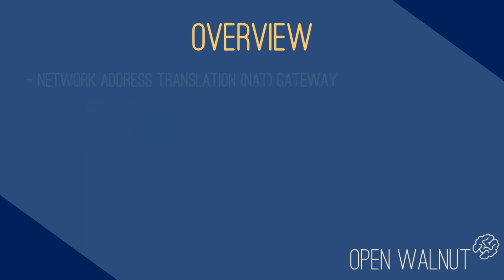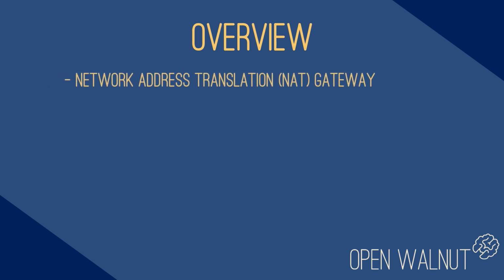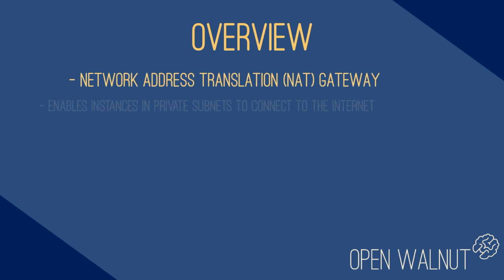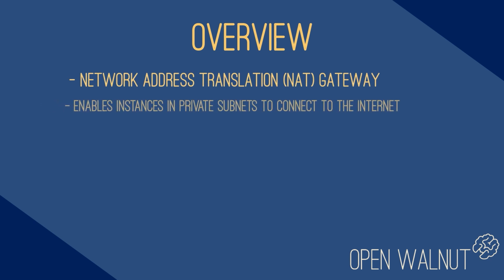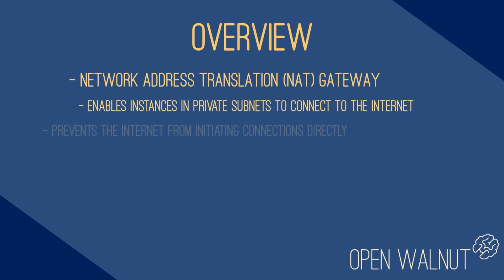Now let's talk about NAT Gateway, which I mentioned earlier. A Network Address Translation Gateway, or NAT Gateway for short, enables instances in private subnets to connect to the internet or other AWS resources while preventing the internet from initiating connections with those instances directly. This is crucial for maintaining the security of resources that should not be exposed directly to the internet.